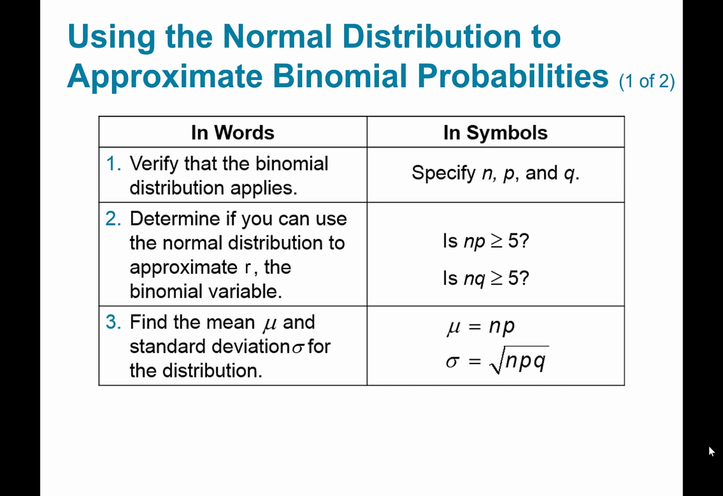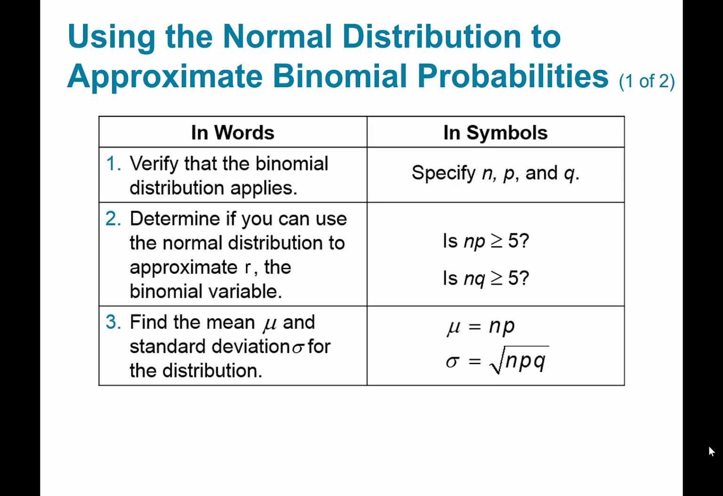The second step is you want to make sure that you can use the normal distribution to actually approximate the binomial variable R. So remember, to do this, you need to ask yourself the two questions. Is NP greater than or equal to 5? And is NQ greater than or equal to 5? Remember, if you answer no to either one of those questions, then you cannot use the normal approximation.